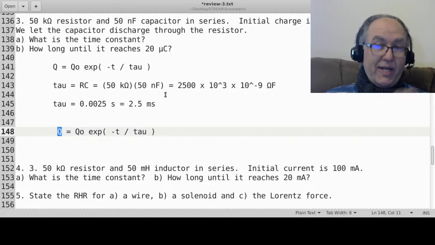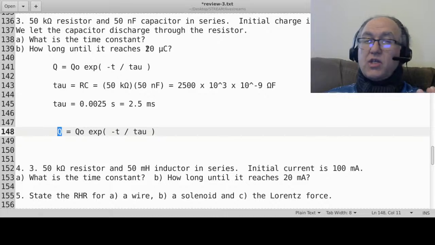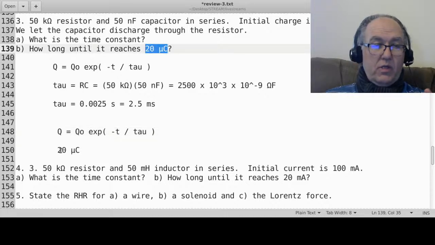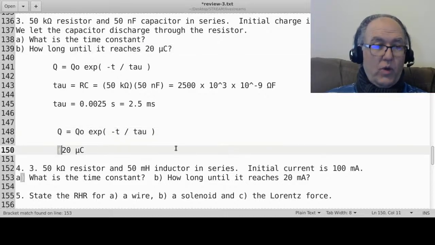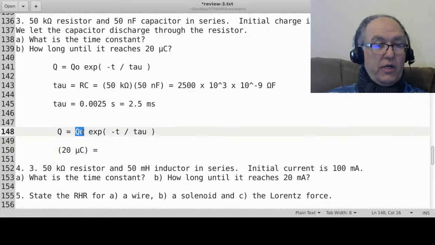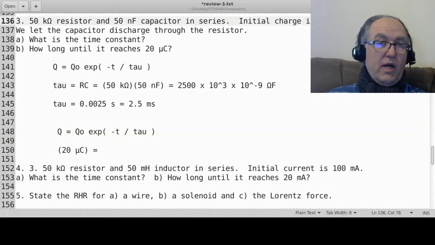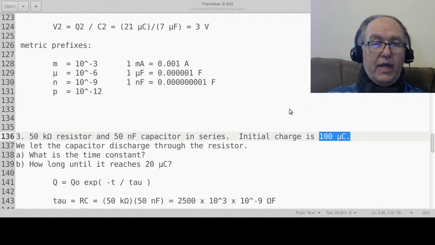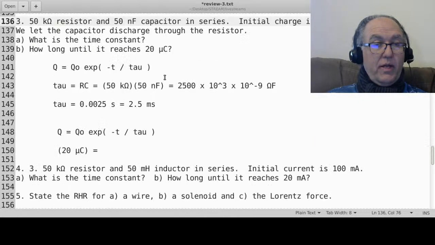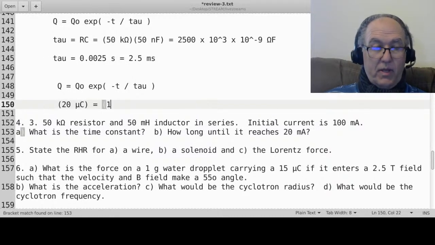Q is the charge right now. So the charge is going to come down to 20 microcoulombs. So Q is 20 microcoulombs. That's got to equal the initial charge. And the initial charge, I said, was 100 microcoulombs. Let me just scroll that down there. Sorry, you can't quite see it off the end there, but it starts off at 100 microcoulombs. So over here, this one's going to be 100 microcoulombs.